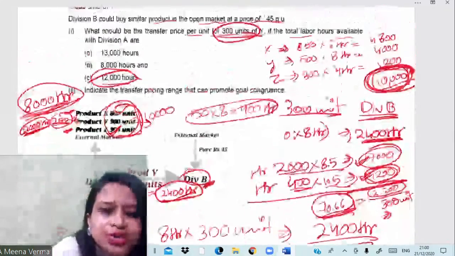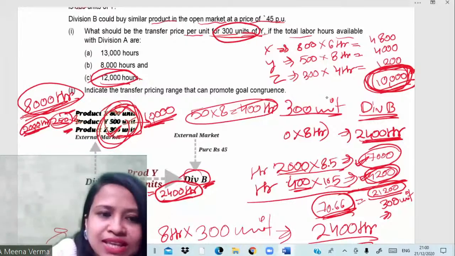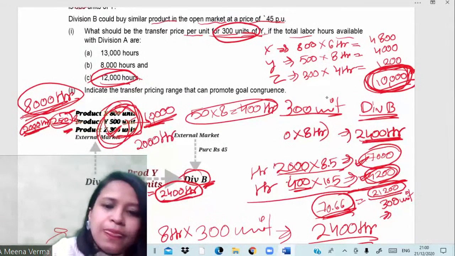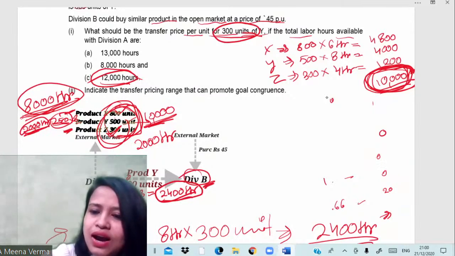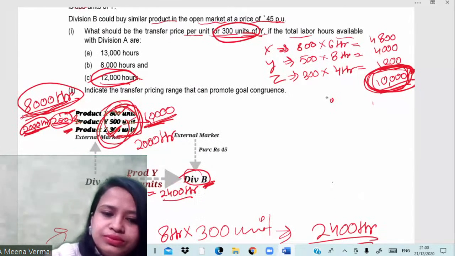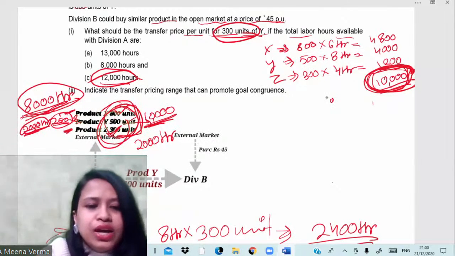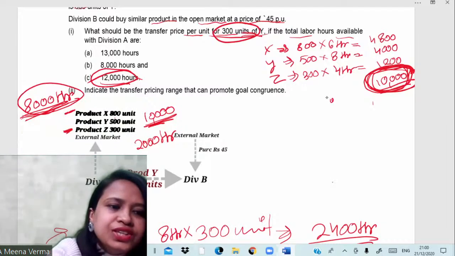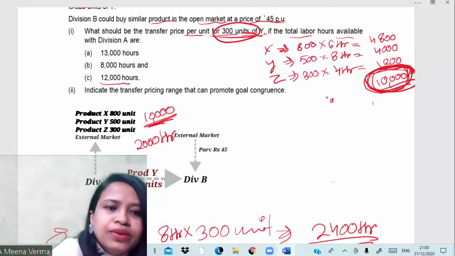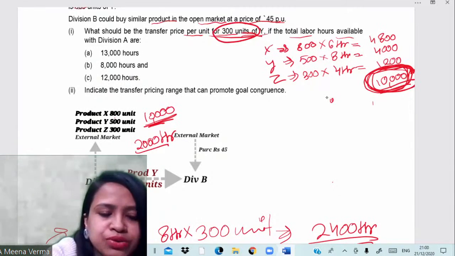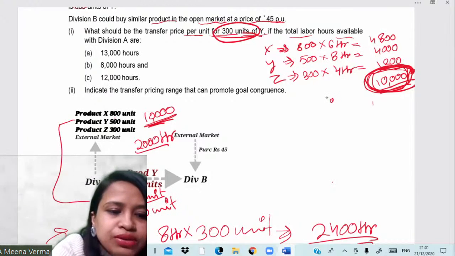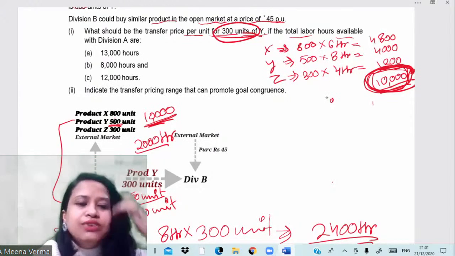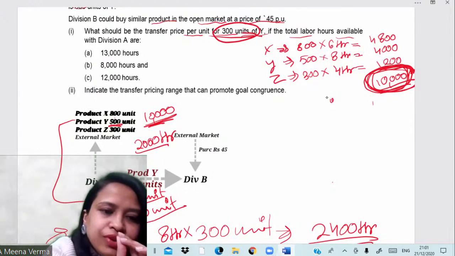For producing the external market product, you need 10,000 hours. It means that you have 2,000 hours extra. But in those 2,000 hours, you can maximum produce 250 units. It means that you need to produce additional 50 units. For that, what will you do? You will take those 50 units from product Y. You're selling in the external market 500 units. You will take the additional 50 units from here.